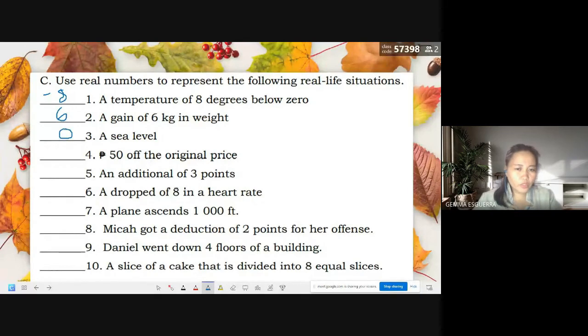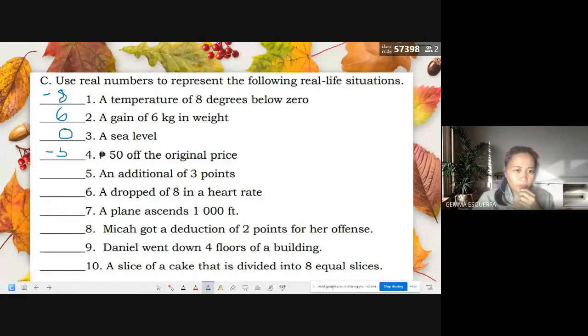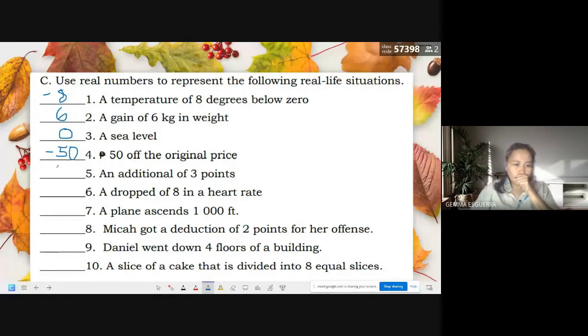Okay, 50 pesos off the original price. Glyza. Negative 50 po, ma'am. Okay, very good. It's negative 50. An additional of 3 points. Daniela. Positive 3 po. Okay, thank you. Or kahit 3 na lang, okay lang.